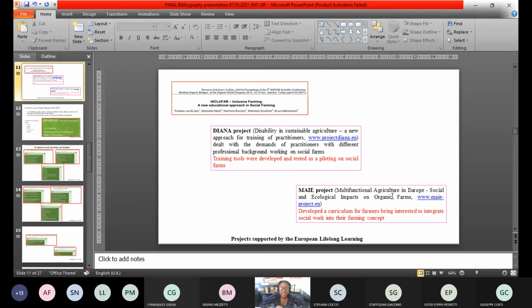And there's also the Diana project, which is the Disability in Sustainable Agriculture, which was dealing with the demands of practitioners from various professional backgrounds working on social farms. During this project, training tools were developed and tested as a pilot on social farms. An additional project that was studied is the MAI project, which is the Multifunctional Agriculture in Europe, which aimed at developing a curriculum for farmers who were interested in engaging in social farming. And all of these projects were supported by the European Lifelong Learning.